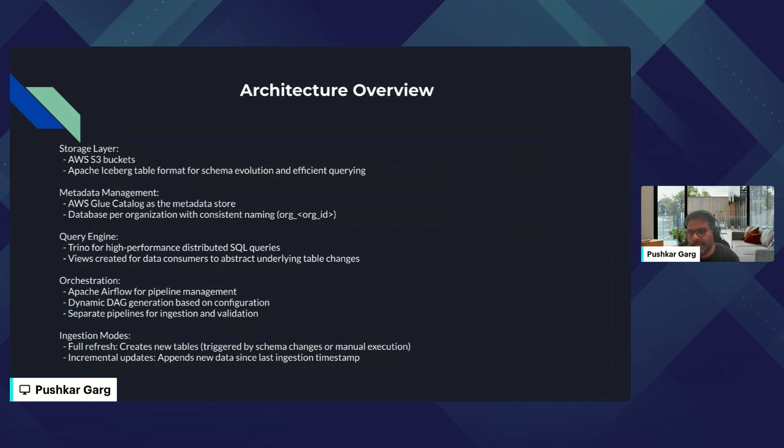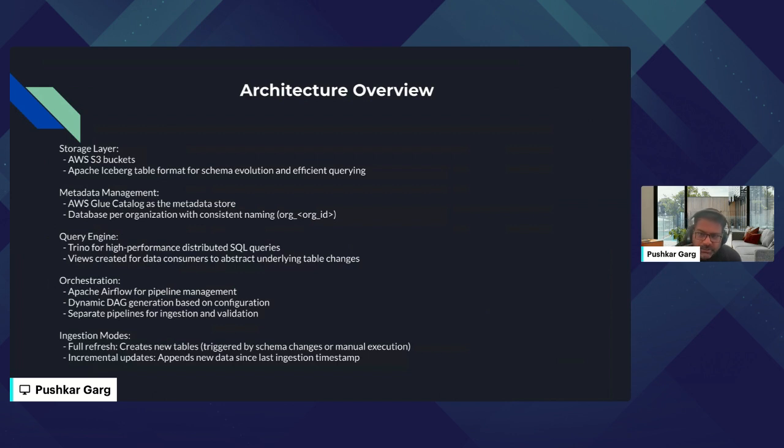We use Trino as the query engine. Trino has catalogs built for S3, for RevDB, for MongoDB as well. And then it also has a catalog built for the data lake. So any queries running on top of the data lake are supported by Trino and Athena both.